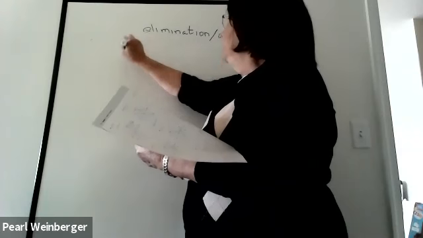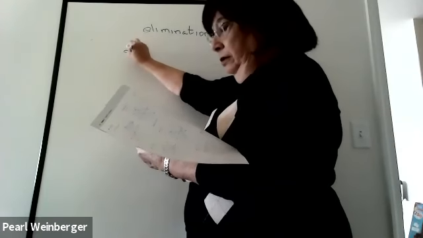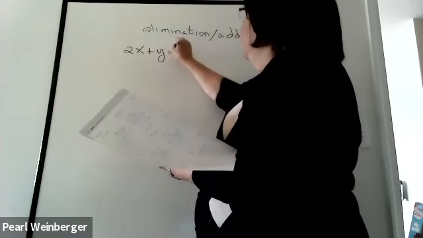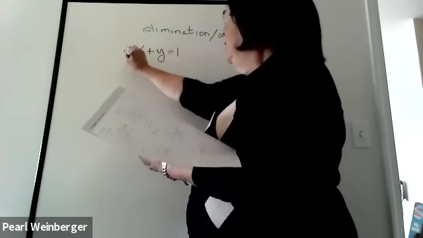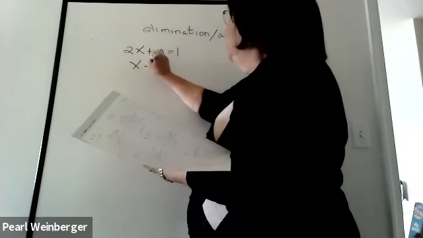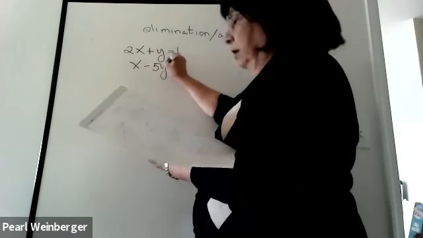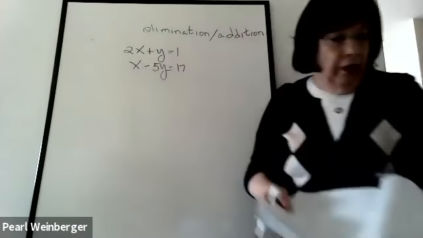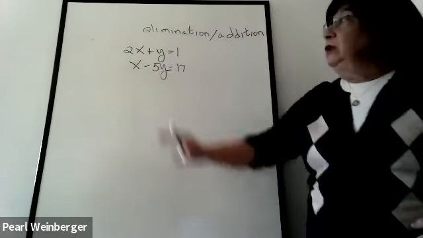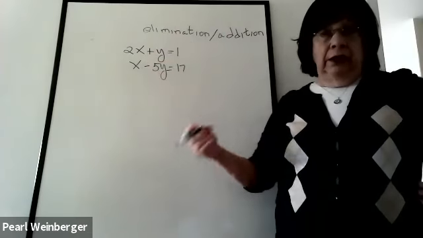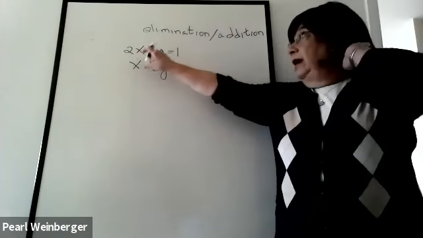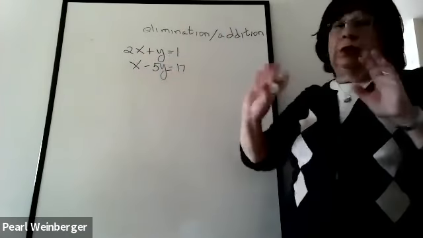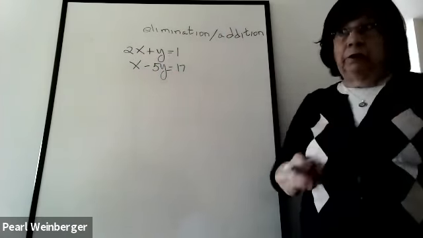Suppose I gave you this system of equations. 2x plus y equals 1. x minus 5y equals 17. Again, we have a system of equations. The two equations are written in standard form: x, y, equal number. x, y, equal number. They're both in standard form.